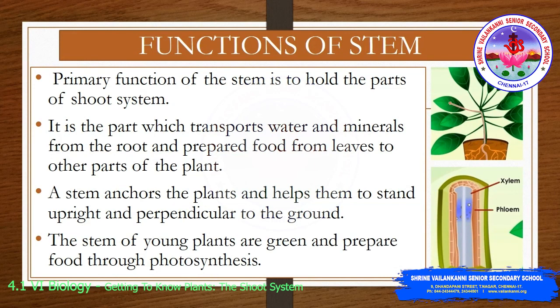Now we shall study the functions of stem. The primary function of the stem is to hold the parts of the shoot system. It is the part which transports water and minerals from the root and the prepared food from the leaf to other parts of the plant, as you can see in this picture. The stem anchors the plant and helps them to stand upright and perpendicular to the ground. The stem of young plants are green and prepare food through the process of photosynthesis.